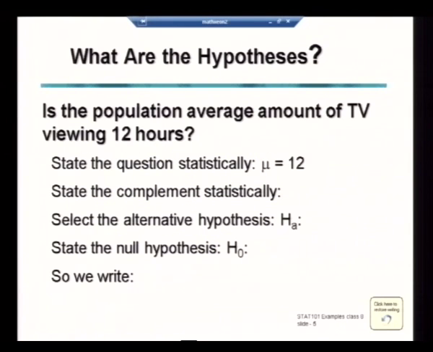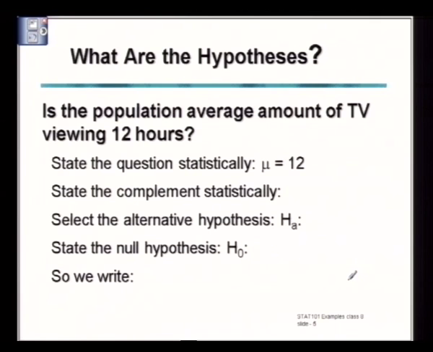And the first of those is the one that we're seeing here. Is the population average amount of TV viewing equal to 12 hours? And when we're looking at those hypotheses, what we consider is the statement of that question. Is the population average equal to 12? And we write that down. For the population average, remember, we use the symbol mu for population mean, or we can write that in words. So our question, statistically, is the mean is 12.